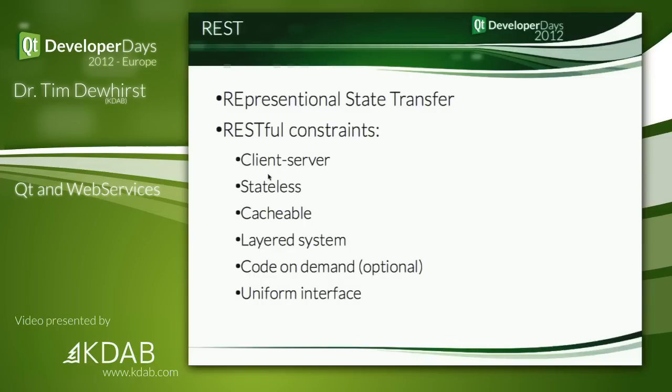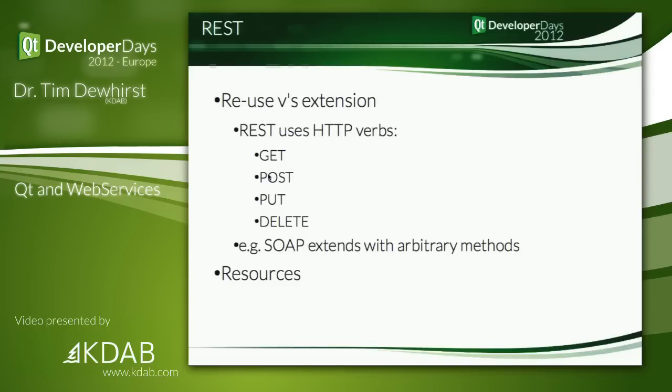And it should have a uniform interface. So what do I mean by that? The main idea with REST is that we're reusing the existing vocabulary rather than extending it. So REST uses the standard HTTP verbs: get, post, put, delete. Whereas, for example, something like XML-RPC or SOAP extends the vocabulary. It adds new methods, and these can be completely arbitrary.